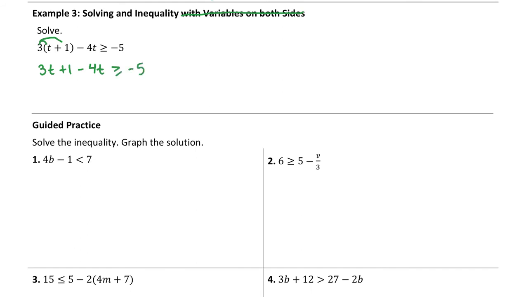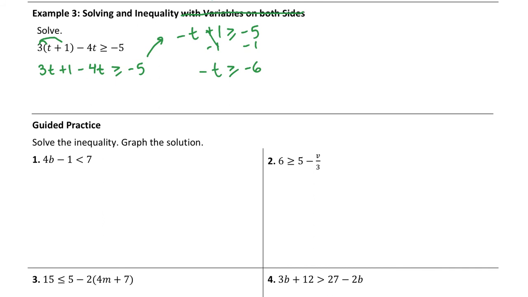And then it's noticing I have like terms on the same side of that inequality. So what this becomes, and I'll write it up here to have more room, this becomes negative, you could say 1t, or just -t plus 1 is greater than or equal to -5. So to solve this, I actually have 2 steps to take. First, I subtract 1 from both sides. -t is greater than or equal to -6.